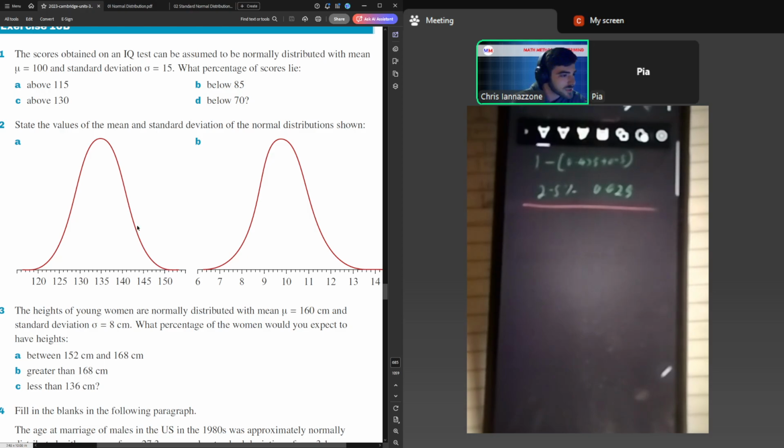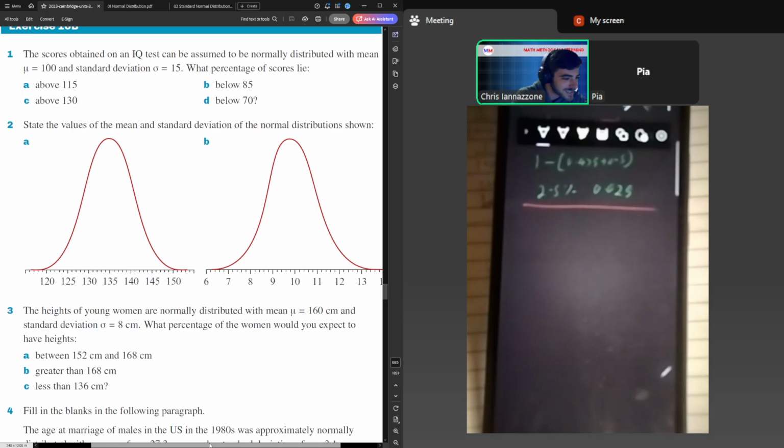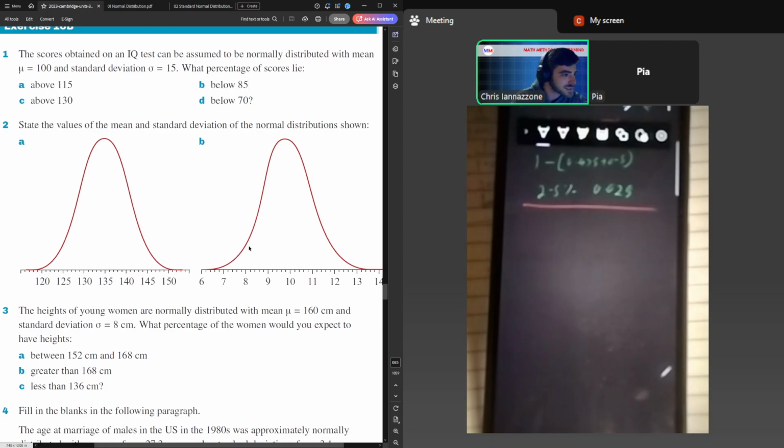Question 2 might be interesting. This one's probably not like accessible, but worth discussing. Maybe we'll do one of them. State the mean and standard deviation of what you're seeing below here. So let's say we're looking at A. This is our scale. What is going to be the mean and standard deviation involved here?